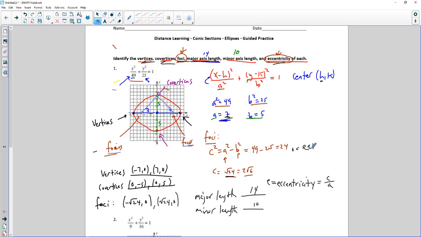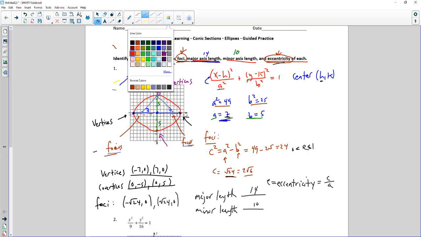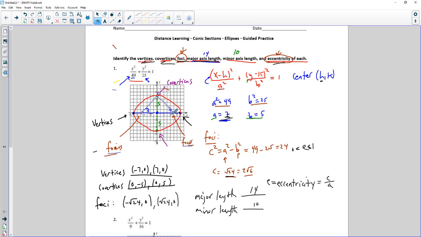Somewhere between here and here, okay? For a non-circle ellipse, what's going to happen is if I move this focus closer to the center, the other one will follow suit and do the same thing. The distance here from the focus to the center is called C. So if I move it closer, C becomes smaller, right? It means this entire thing gets closer to 0.